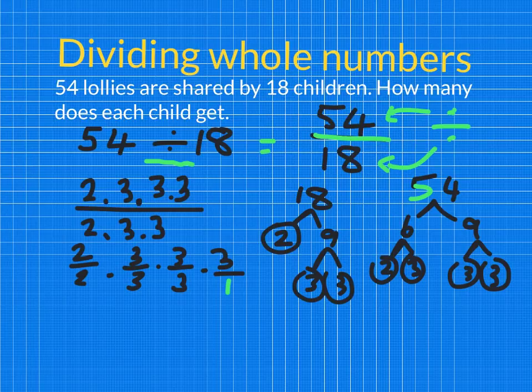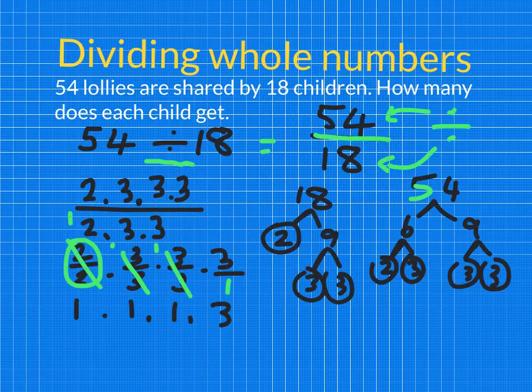So now we can recognise and see that actually 2 divided by 2 is 1, 3 divided by 3 is also 1, 3 divided by 3 is 1, and so we're now simplifying the problem as 1 times 1 times 1 times 3 over 1, which is just 3. 1 times 1 times 1 times 3 is equal to 3. So how many does each child get? They get 3 lollies each.